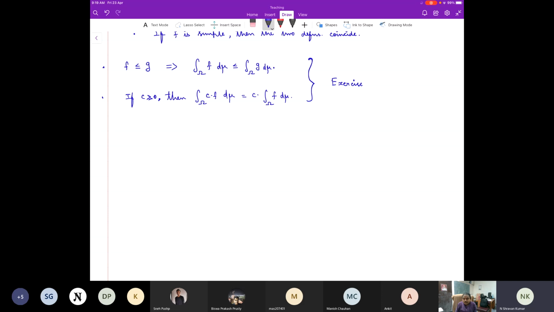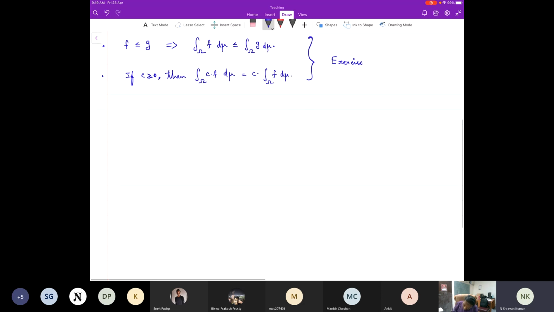Now, the next one is one of the important theorems in the context of integration. In fact, one of the pillar stones or cornerstones, whatever you want to call it: the Monotone Convergence Theorem.